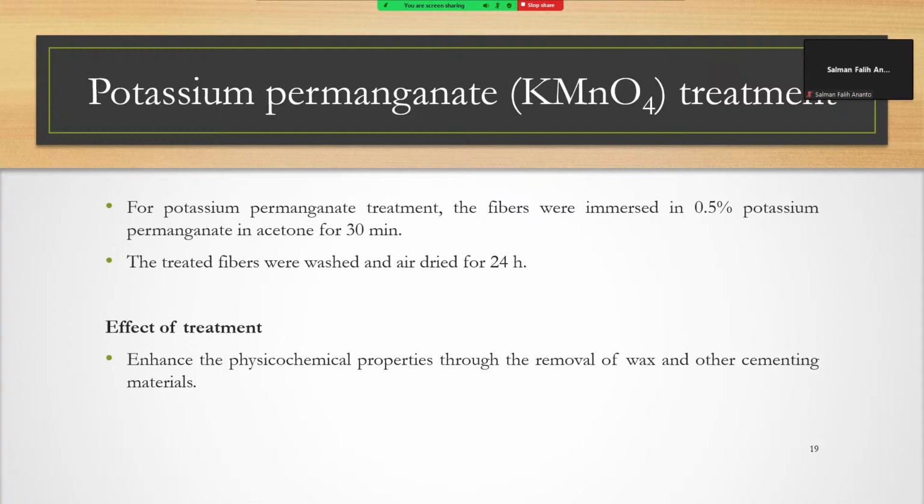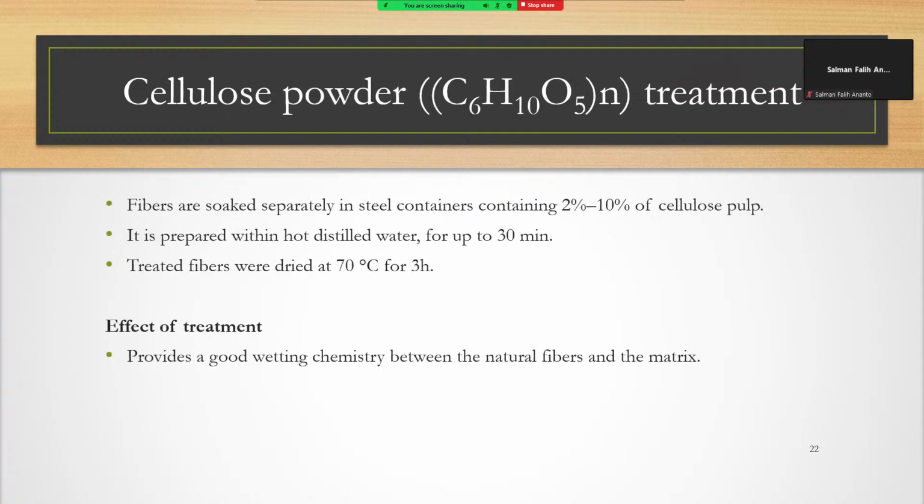And the next is cellulose powder treatment. For the preparation, the natural fibers are soaked separately in a steel container containing 2 to 10% cellulose pulp, prepared with hot distilled water for up to 30 minutes. Later the fibers are treated and dried at 70 degrees Celsius for 3 hours in an oven. It provides good wetting chemistry, meaning better interfacial bonding between natural fibers and the matrix.